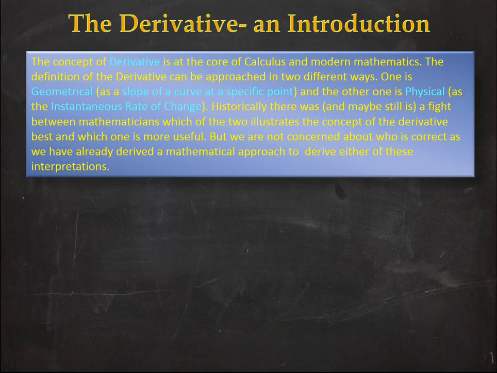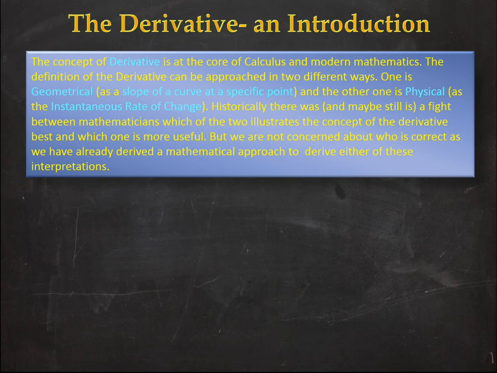The first interpretation is more geometrical. That is, we've looked at it as representing the slope of a curve at a specific point. That is, we're going to calculate the slope of the tangent line to a function at a specific x value. And the other one is more physical. It's interpreted as the instantaneous rate of change. For example, the instantaneous velocity or the instantaneous acceleration.